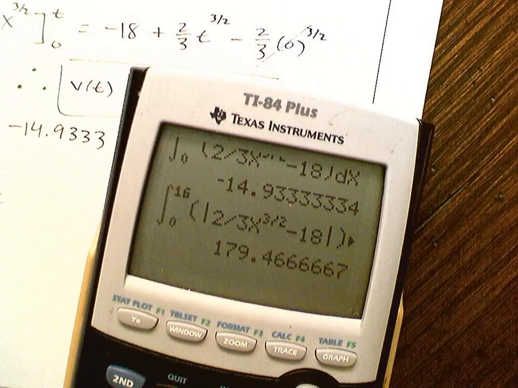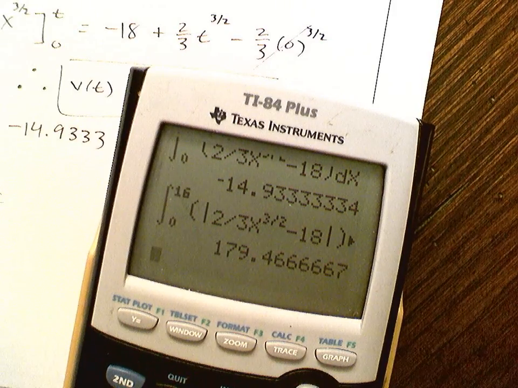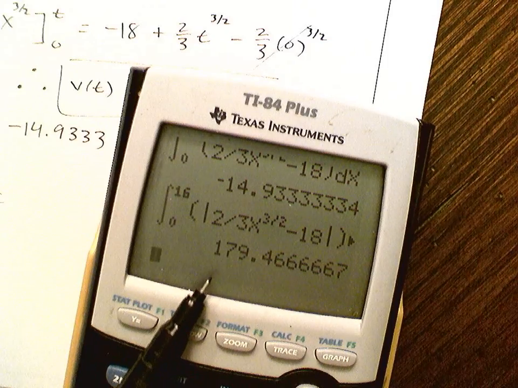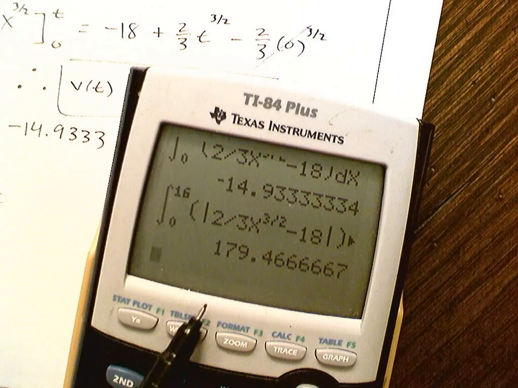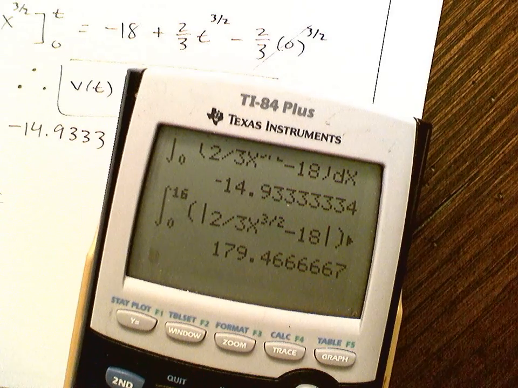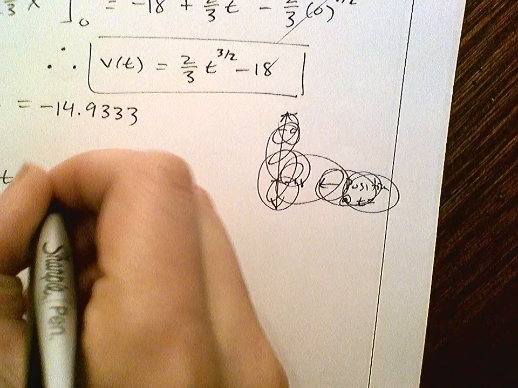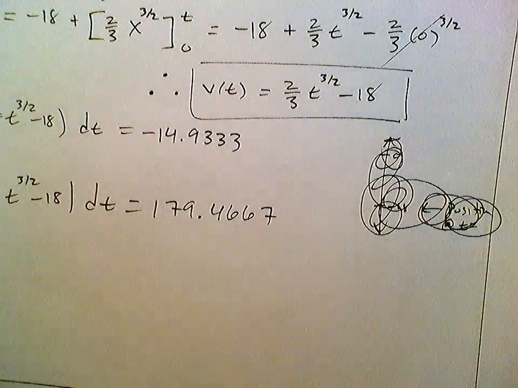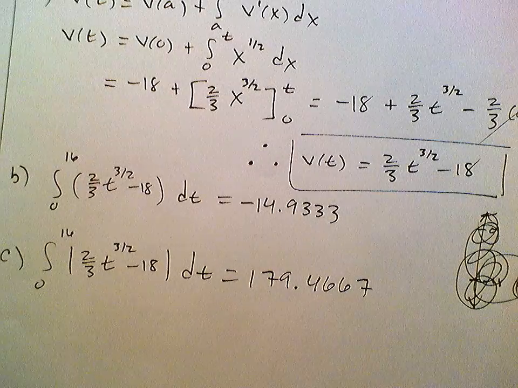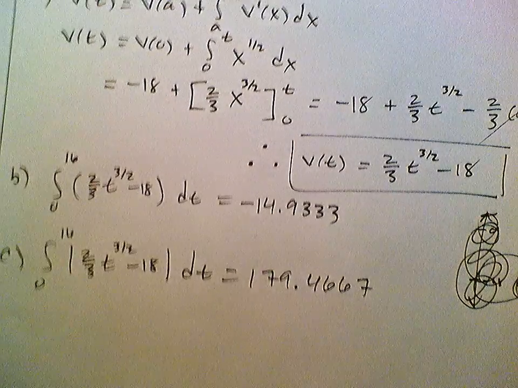So it was going up, down, you know, this is a lot greater than the displacement, which was the distance from our initial position. So you know it was moving around a lot within that time interval. So 179.4667, we'll say. All right, so that's the first example. Second example.